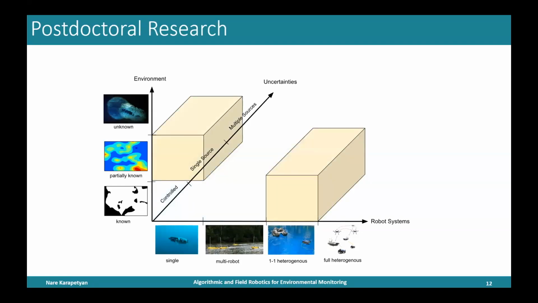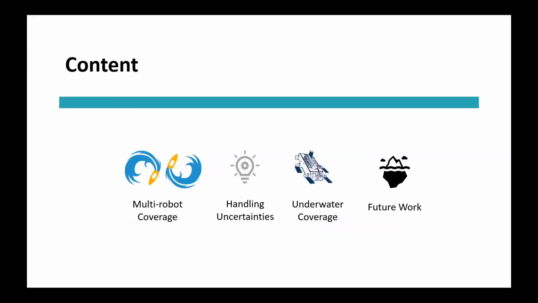Moving forward during my postdoc, I'm extending the work that I have done for single robots in partial environments. I started working also with heterogeneous systems, where I'm using air and ground vehicles and also trying to move towards surface and underwater vehicles, where we also take into account only a single source of uncertainties. So hopefully I've motivated why this problem is interesting and worth studying.